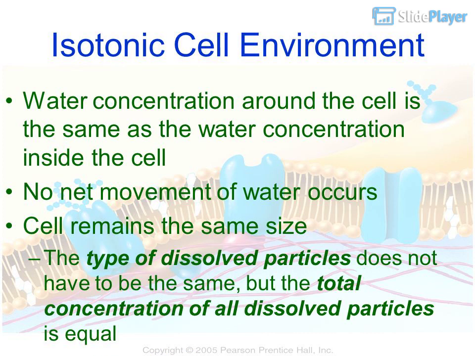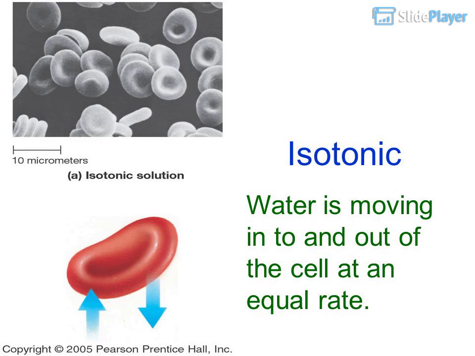Isotonic cell environment. The water concentration around the cell is the same as the water concentration inside the cell. No net movement of water occurs. The cell remains the same size. The type of dissolved particles does not have to be the same, but the total concentration of all dissolved particles is equal. Water is moving into and out of the cell at an equal rate.